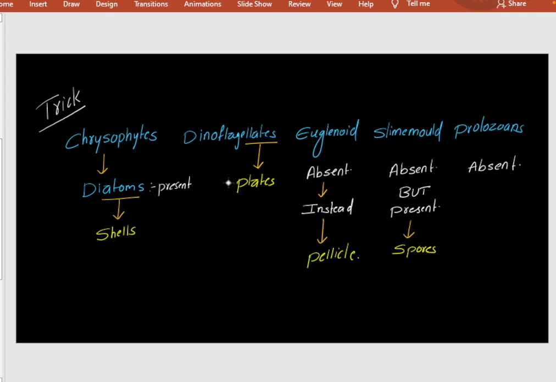Shells. Dinoflagellates present. Made up of what? They are also made up of plates. Okay. Here it is present, made up of shells. Here it is present, made up of plates. Atoms, chemistry, cells, like this you remember. Flagellates, plates, like this you remember. Euglenoids, it is absent, instead pellicle is there. Slime molds, it is absent but present in spores. Present in spores means in the reproductive stage it is present, in the vegetative stage it is absent. Protozoans, it is absent. Okay.